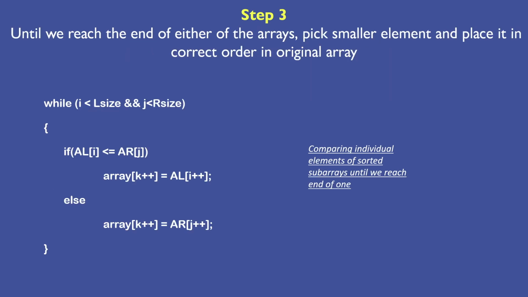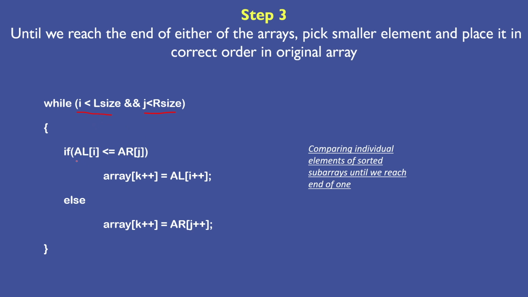So here in step 3, we are going to copy the elements from array left and array right in the correct order in the original array. So for this, I have written this while loop where this condition and this condition must be true. So if we reach the end of either of the arrays, the loop will terminate.